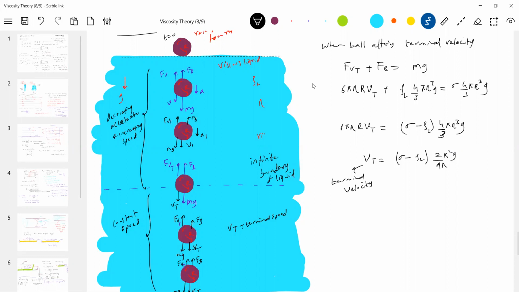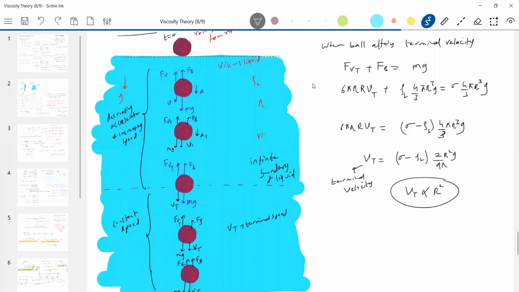What will happen to this? It will continue to move, there's no doubt on this one. As long as the liquid is present, it's going to continue to move with the terminal velocity. So the terminal velocity is directly proportional to the square of the radius. R is the radius of the sphere. Now, what is Stokes law? This is the Stokes law.